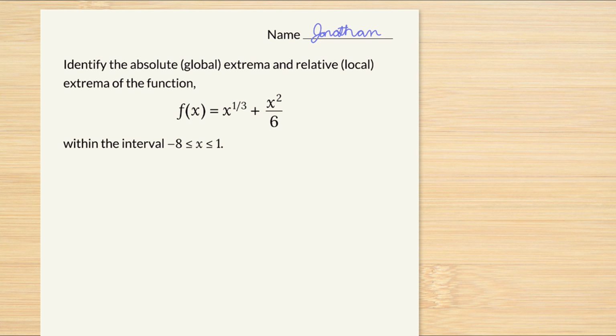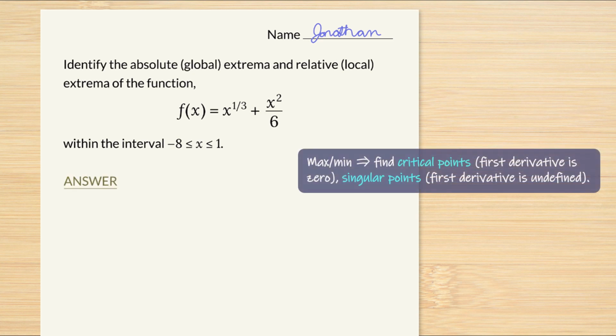Identify the absolute extrema and relative extrema of the function f of x equals x to the third plus x squared over 6 within the interval x between -8 and 1, including the endpoints. Critical points and singular points are candidate points for finding maximum and minimum.